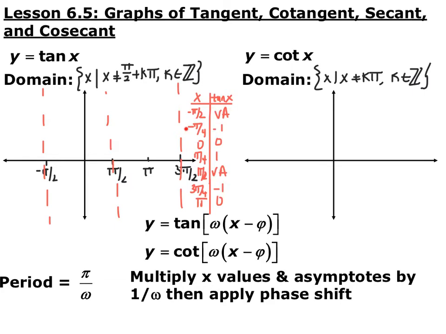If we plug in negative pi over 4, we get negative root 2 over 2 divided by root 2 over 2. So that's a negative 1 for tangent. If we plug in angle of 0, we get 0 divided by 1, which is 0. And if we plug in pi over 4, we get root 2 over 2 divided by root 2 over 2, so that's a 1. So this is what the graph of tangent of x looks like.